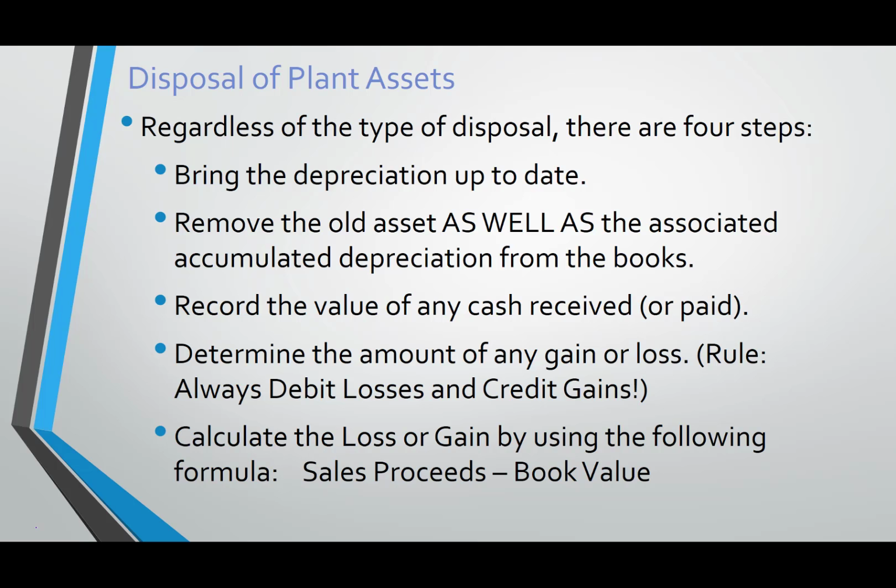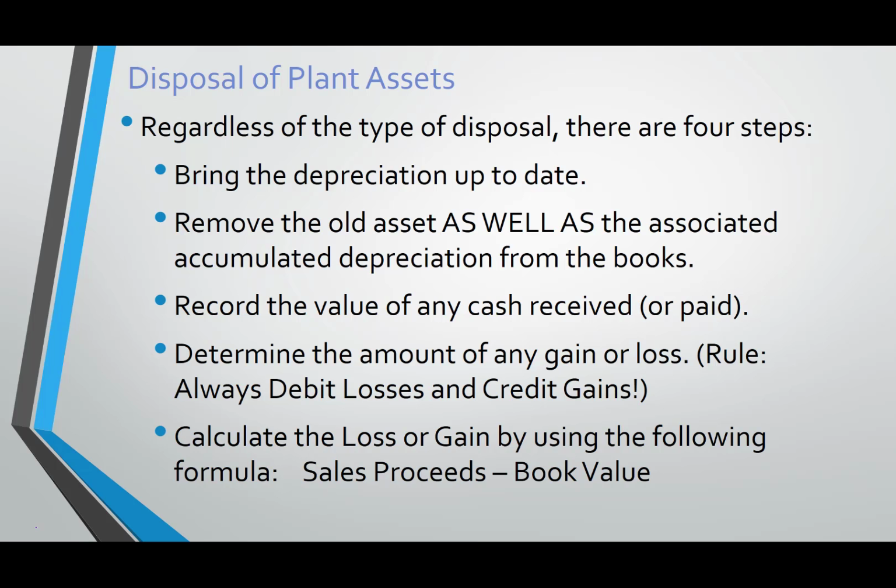So to do that, you calculate the loss or gain by using the following formula. Always take the sales proceeds that you got. If you throw it away, you get 0 proceeds, so it would be 0. And subtract out the book value of the asset. If it's a positive number, it's a gain. If it's a negative number, it is a loss. So let's look at a couple of these here and see how we do.